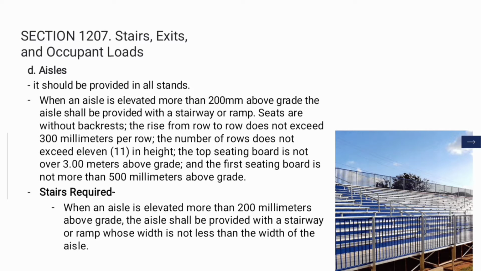For the stairs required for the aisle, when an aisle is elevated more than 200 millimeters above grade, the aisle shall be provided with a stairway or ramp whose width is not less than the width of the aisle. So first, the requirement pertaining to the stairs in the bleachers.